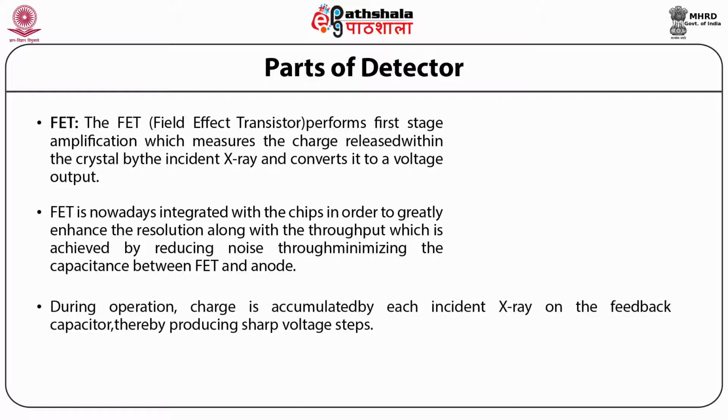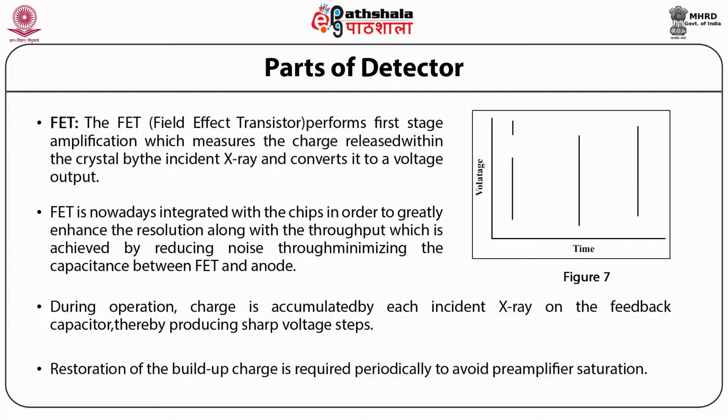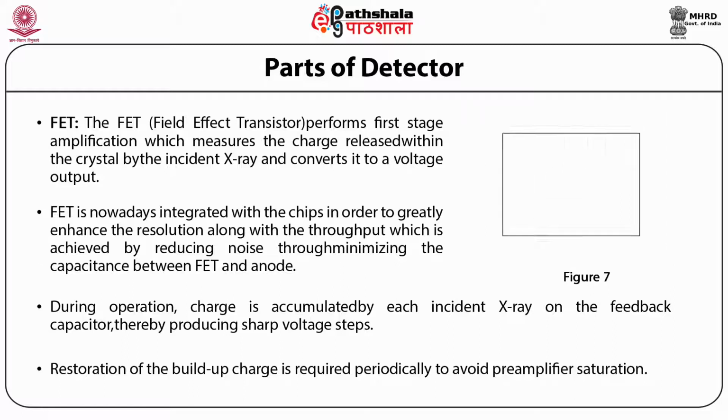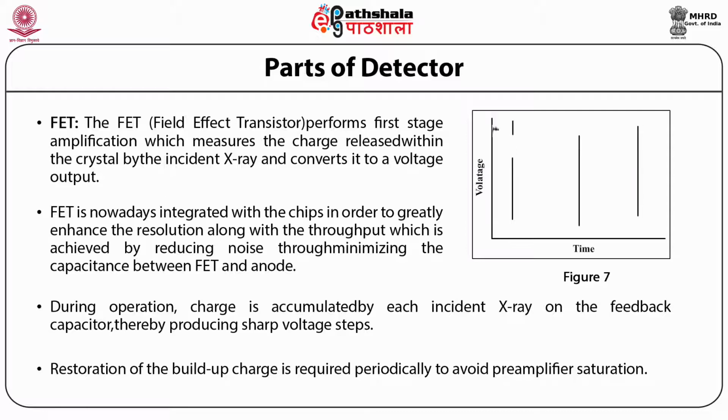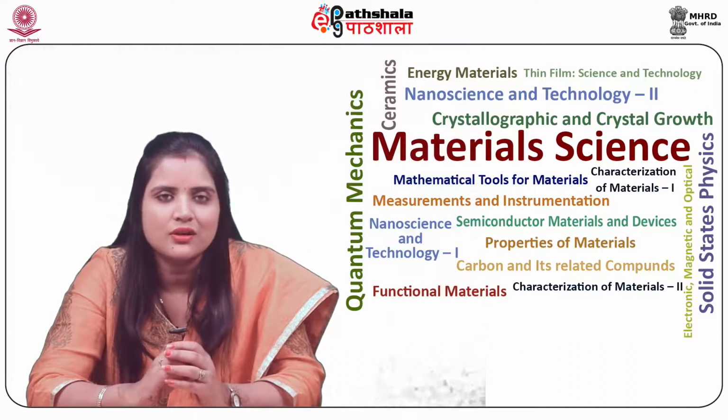During operation, charge is accumulated by each incident X-ray on the feedback capacitor, thereby producing sharp voltage steps. The step size of this voltage is proportional to the energy of the incident X-rays. Restoration of the built-up charge is required periodically to avoid pre-amplifier saturation. Figure 7 shows the graph representing the voltage step size. Let us discuss the cryostat.